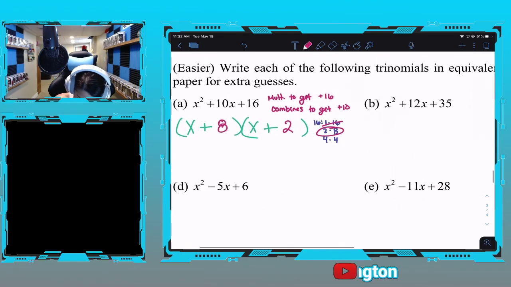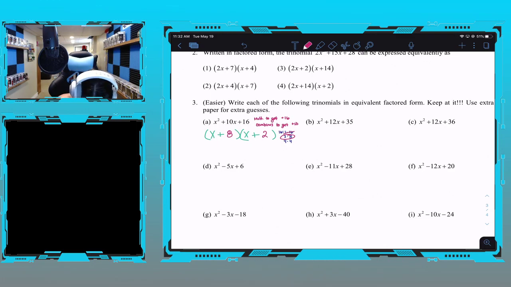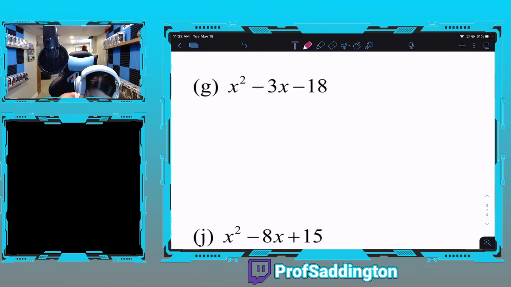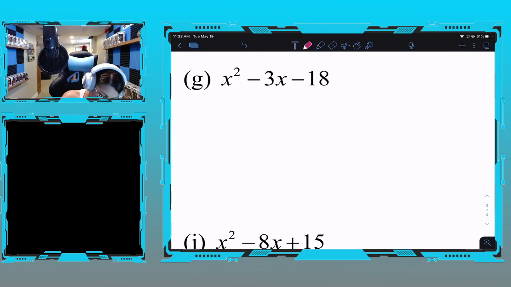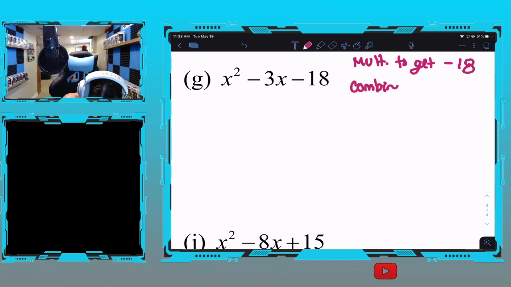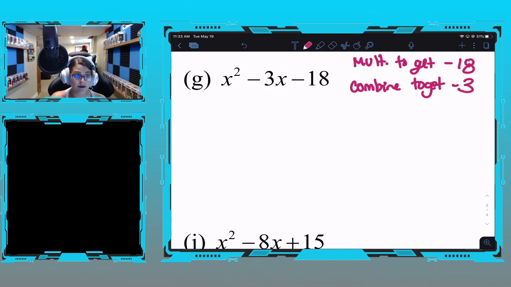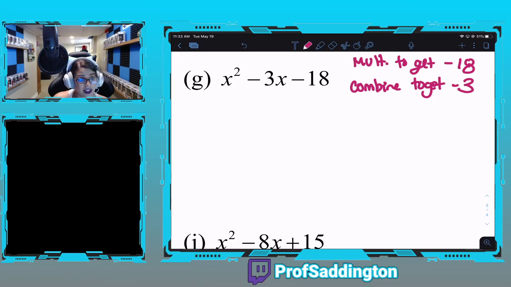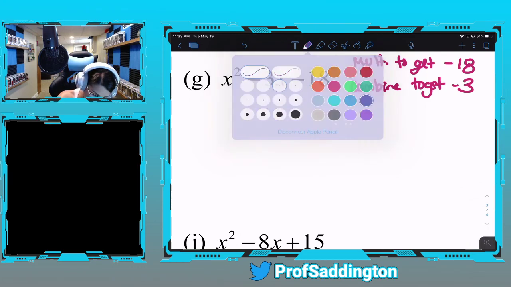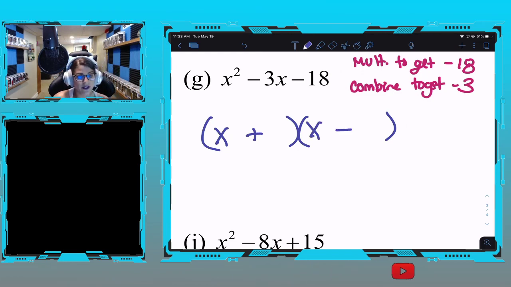I want to pick a tougher one. Let us do letter G. All right. So letter G, we need to multiply to get a negative 18 and combine to get negative 3. Since I am multiplying to get a negative, that means my signs in my parentheses must be different. So I'm going to drop down my double bubble. I know one of these will be plus and one of these will be minus.